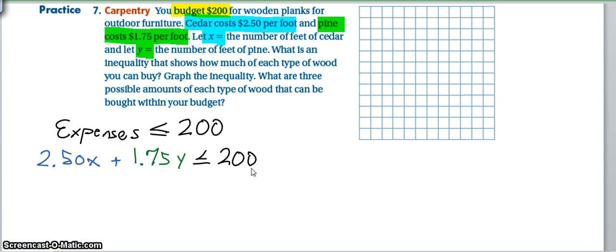So now, if we want to graph the line, we can either think of the situation where we buy all cedar or all pine, or we can get this in a y equals form. So I want to challenge you, go ahead and try to get this in the y equals form. So get rid of the x variable first, bring it over to this side, and then get rid of the 1.75, bring it over to this side.